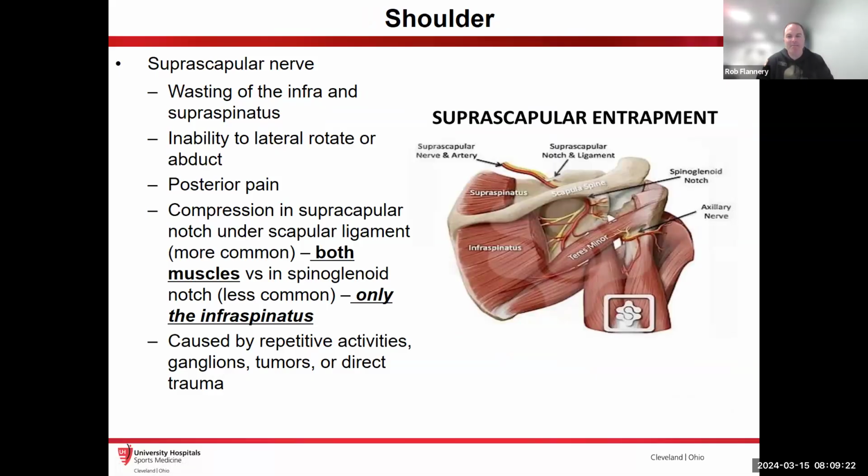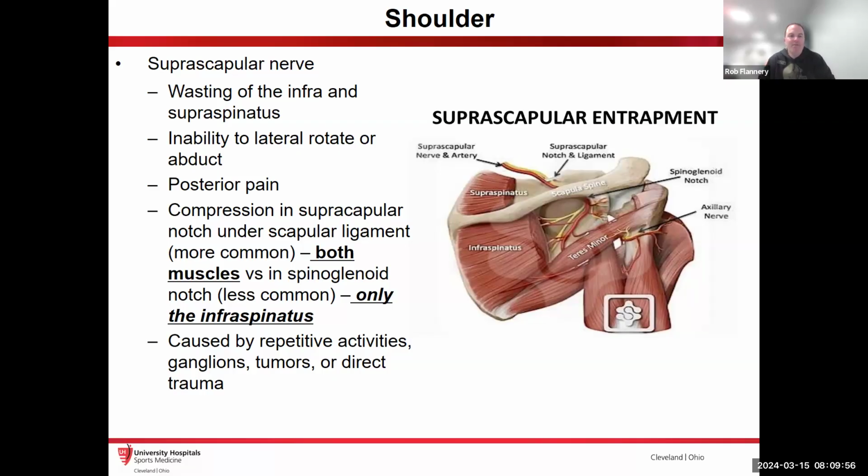And this one can actually be pretty impressive. I remember seeing one of these in my fellowship. We had a wide receiver, had maybe about 3-4% body fat. Came in, he had a ganglion cyst in that spinoglenoid notch, and so his supraspinatus was spared, but his infraspinatus was almost completely atrophied. It was very, very obvious. So it was one of the things that I always remember about fellowship.